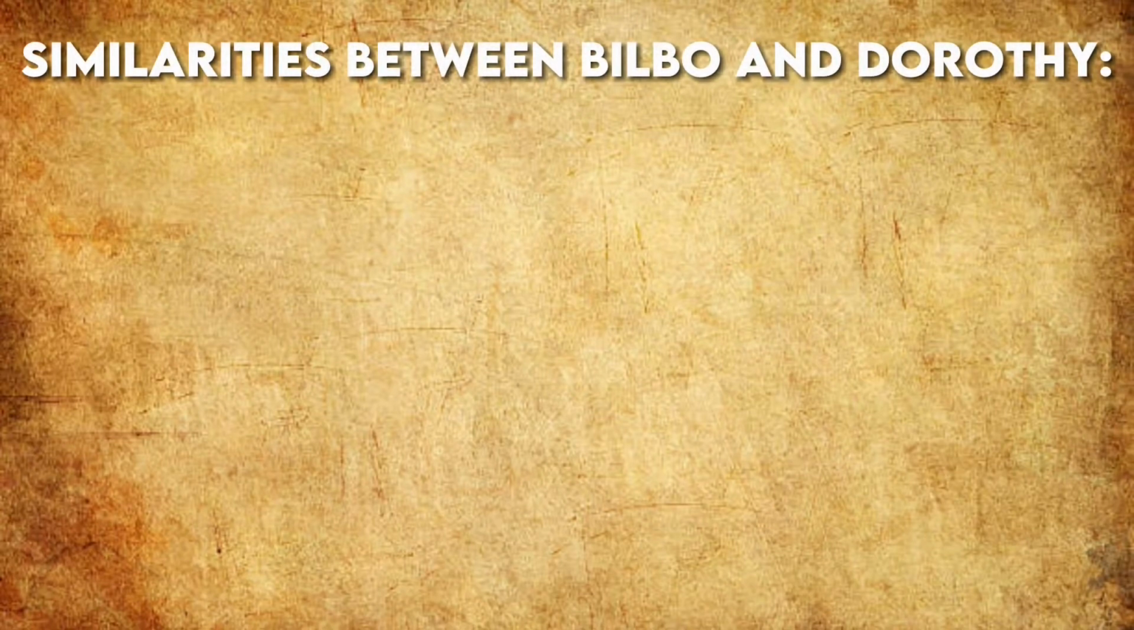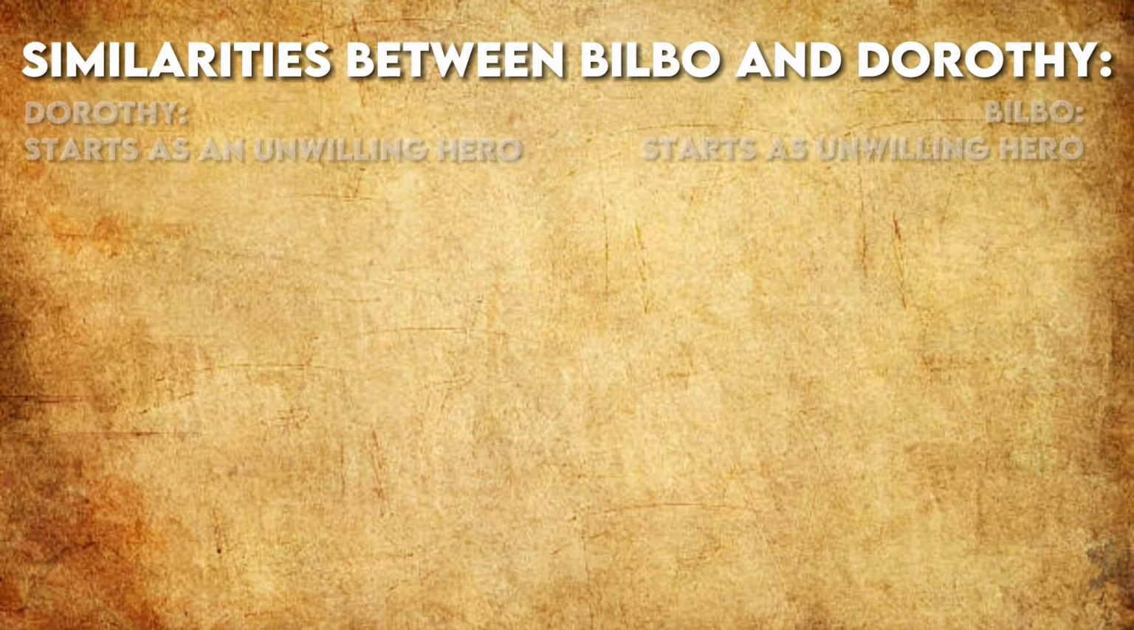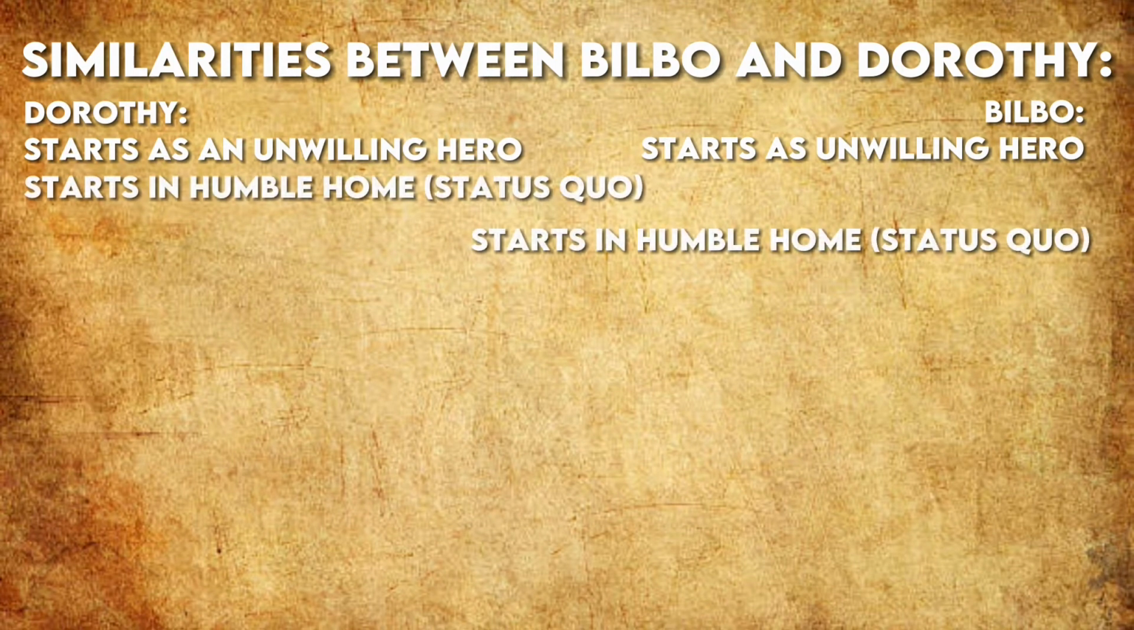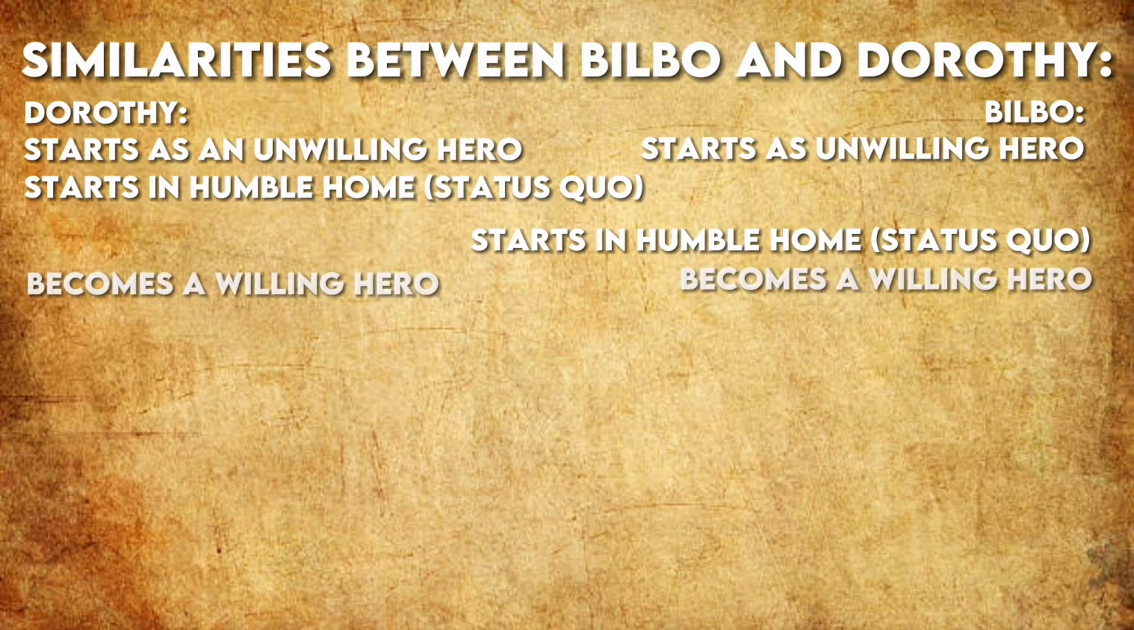Our main hero today starts her journey when she is suddenly whipped up into a ferocious tornado. She's thrown around, hits her head, and suddenly she's appeared in the magical land of Oz. In this film, similar to The Hobbit and Bilbo, Dorothy is an unwilling hero, as she starts in her humble home with a simple routine, like Bilbo, and eventually turns into a willing hero, like Bilbo again.